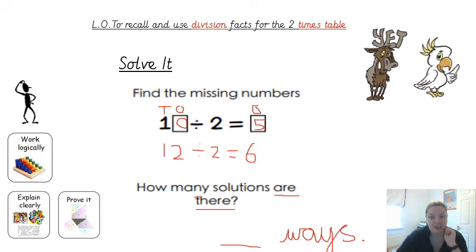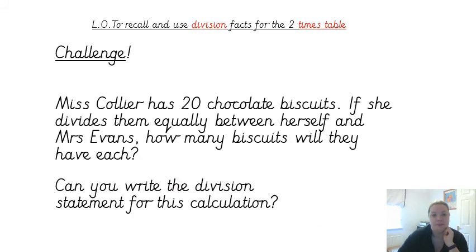So we have a challenge for today. Let's see what we've got. Okay, Miss Collier has 20 chocolate biscuits. I'm very lucky. So let's highlight all the key information. So I have 20 chocolate biscuits. The most important thing is I've got 20. If she divides them equally, so it means that everyone's going to get the same between herself and Mrs. Evans, how many biscuits will they have each?